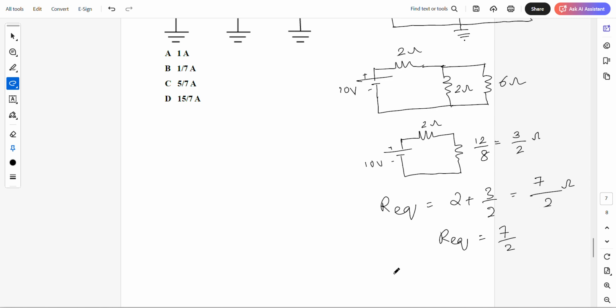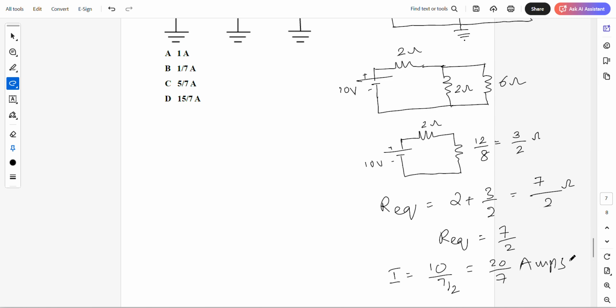Then what is the current? I is equal to V by R. V by R means how much? 10 divided by 7 by 2, that is equal to 20 by 7 amperes of current flowing here, right? 20 by 7 amperes of current will be flowing here.